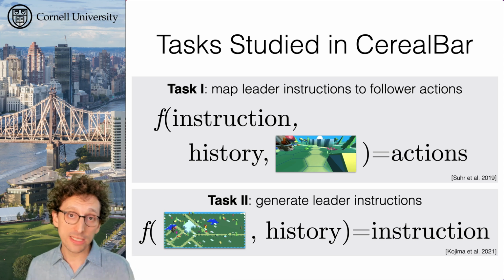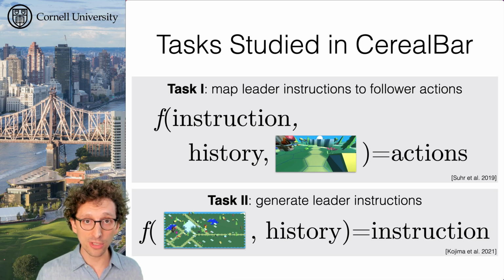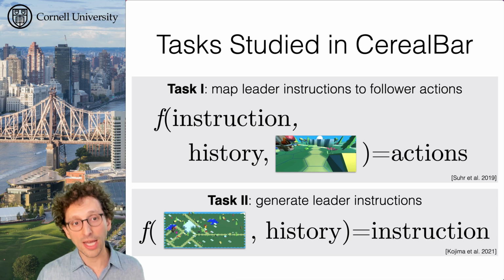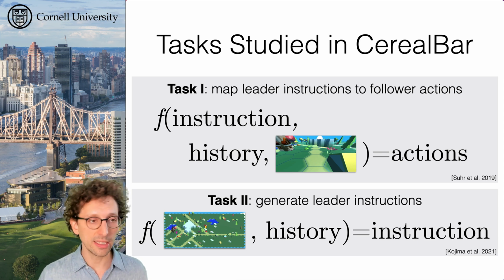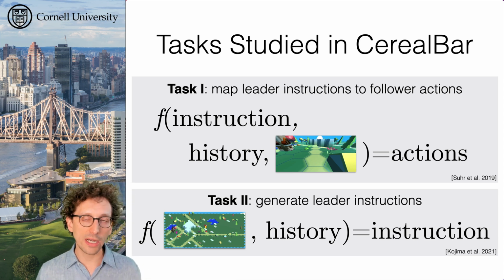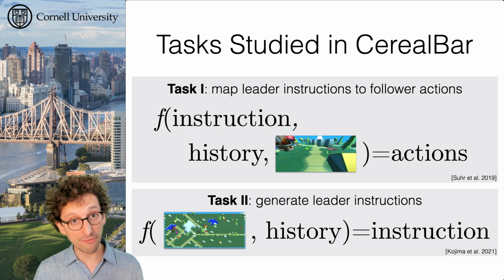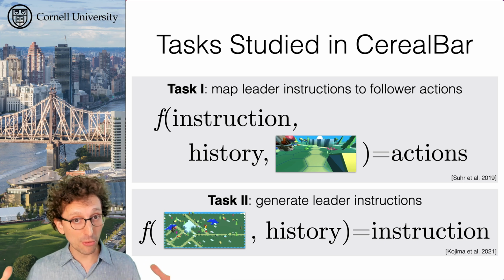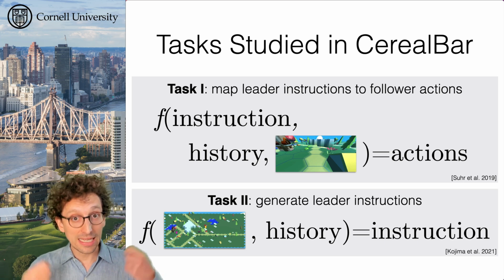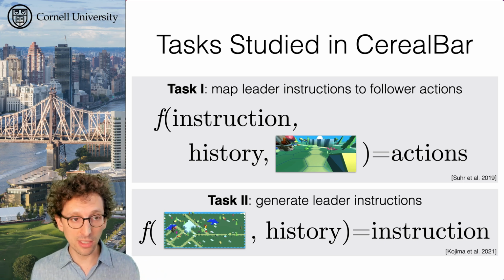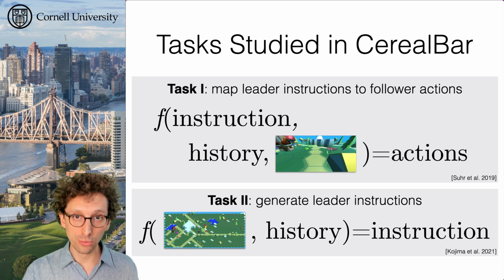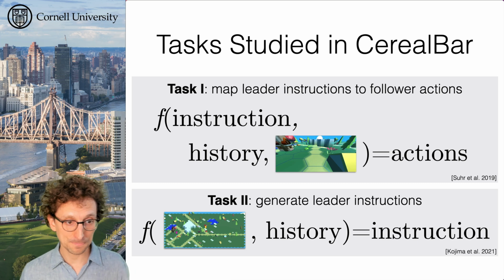The second task we studied in a more recent paper, Kojima et al. 2021, that is presented here at EMNLP, where the task is natural language instruction generation. So we want to learn a function that takes the overhead view from the leader perspective and the history of the interaction to generate an instruction to give to the follower to execute.